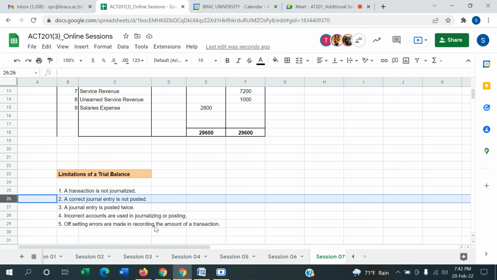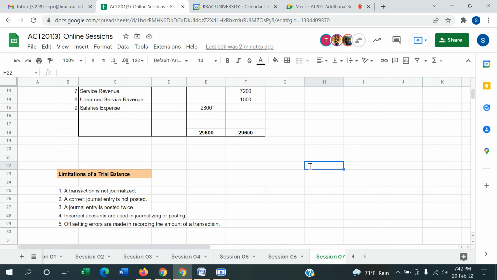Second one, a correct journal entry is not posted. Say for example, we have paid salary of $2000. What should be the journal? Salaries to cash. Salaries debit, cash credit, $2000. It should be the correct journal. And after journalizing this transaction, we now need to post.